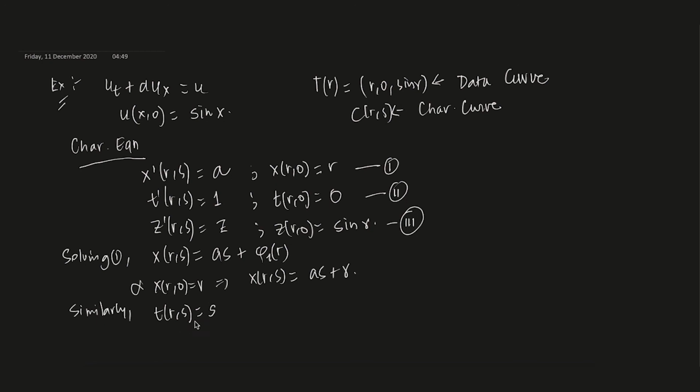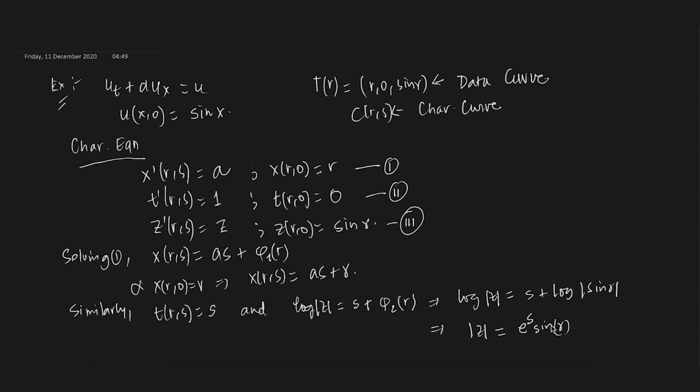If you solve this thing, what should you get? It is log of mod z equals s plus phi2 of R. Now let's put z at the point R, 0, which is sine of R. So log of mod z equals s plus log of mod sine R. Now you can write it properly, and that will give you mod z equals e to the power s times sine R.